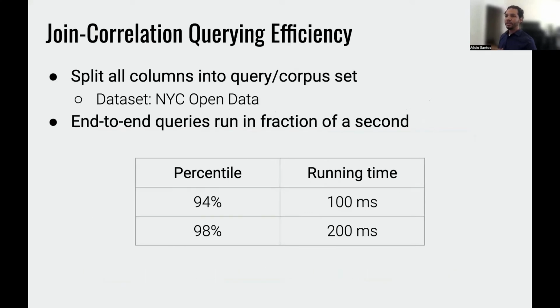And we also evaluated the time it takes to do this end-to-end instead of just computing the correlation estimate. So if we use an index, we issue a query, retrieve the top K most joinable tables, and then re-rank using correlation estimates. We see that most queries are answered in less than 200 milliseconds, which is fast enough to use this in a data search engine-like setting where we want interactive response times.